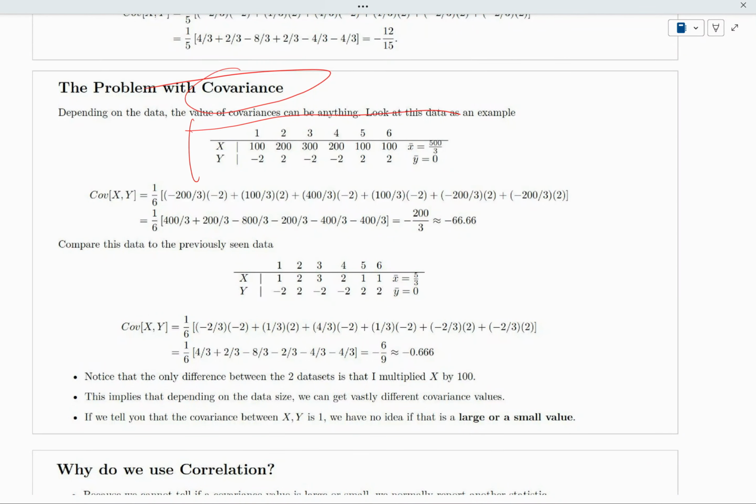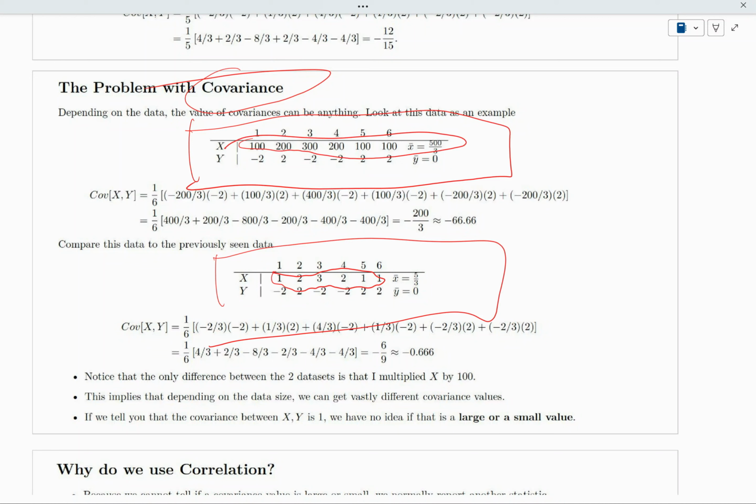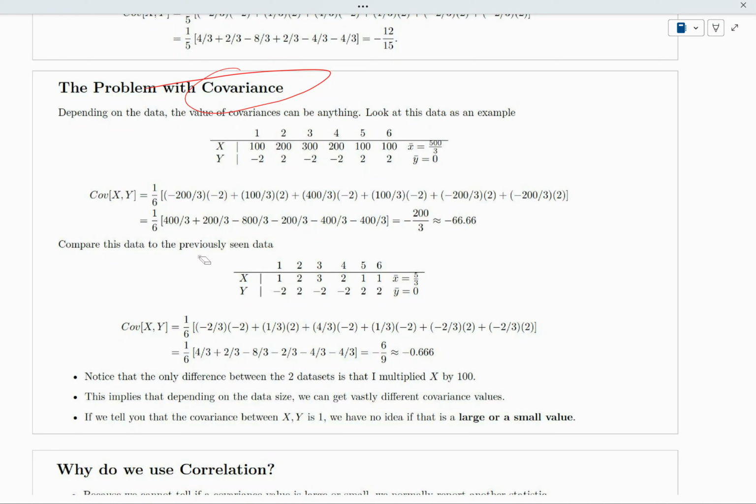If we look at the first number, x and y, in the second data set, the only difference is I multiply x by 100. Well, notice that when we measure dependency, suddenly the dependency of larger numbers is just larger, whereas the dependency of small numbers is smaller. So sometimes the dependency may not necessarily be large, it's just because the numbers themselves are very large. And therefore that is a major flaw of covariance.